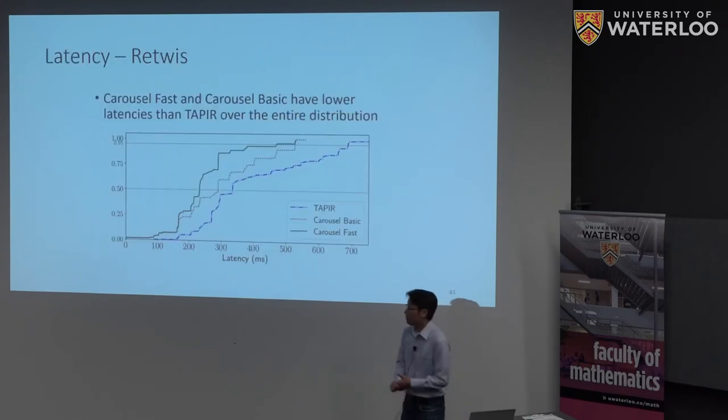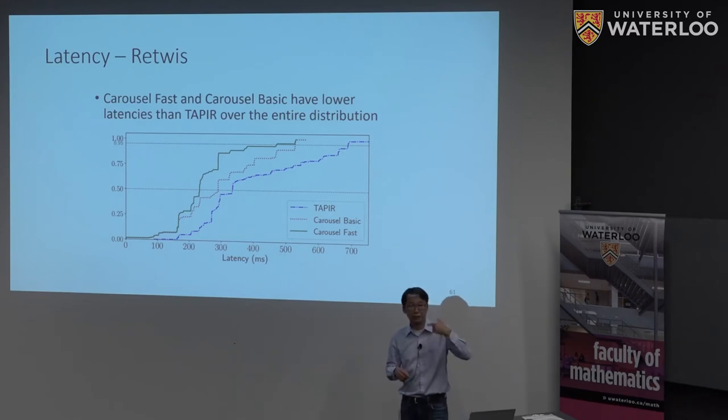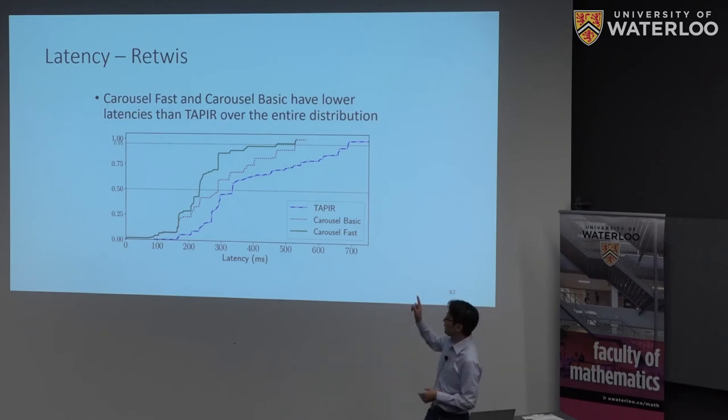Okay? So we've implemented the system. We've deployed it again locally and in the cloud. And we have actually implemented two versions of it. We have Carousel Fast and Carousel Basic. Carousel Fast includes both optimizations, and Carousel Basic only includes the first one. It doesn't include the consensus-related optimization. And we compare it against Tapir, which is a state-of-the-art low-latency geo-distributed transaction system.